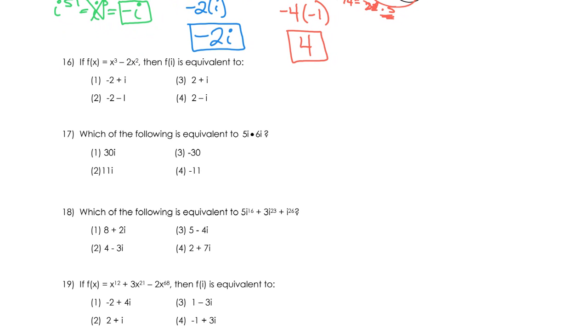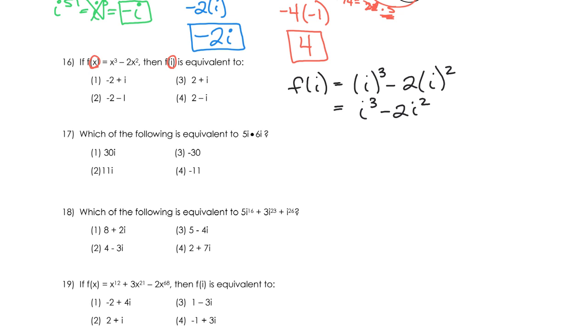All right, let's take a look at number 16. It says if f of x is equal to x cubed minus 2x squared, then f of i is equivalent to what? So what they're doing is replacing this x with i. All x's get replaced with i, and now it reads f of i is equal to i cubed minus 2 times i squared. We don't really need the parentheses, so if you want to write this without parentheses, that's fine. So you've got i cubed minus 2i squared.